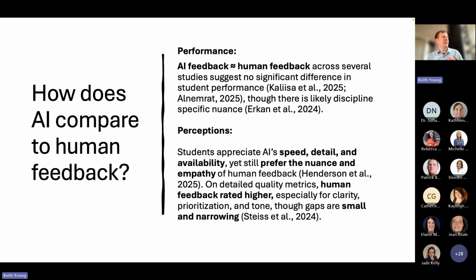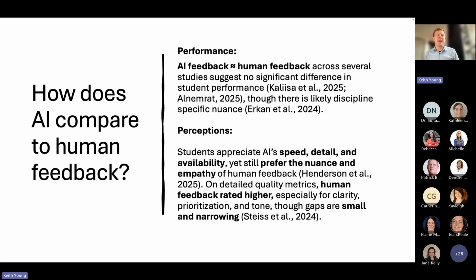And interestingly, there was another study where students were given feedback blind. They didn't know whether it was from an AI or from a human. If they were unable to distinguish whether it was AI or human, they actually preferred the AI feedback more than the human. But once they found out that it was AI, then they were quite upset with it.